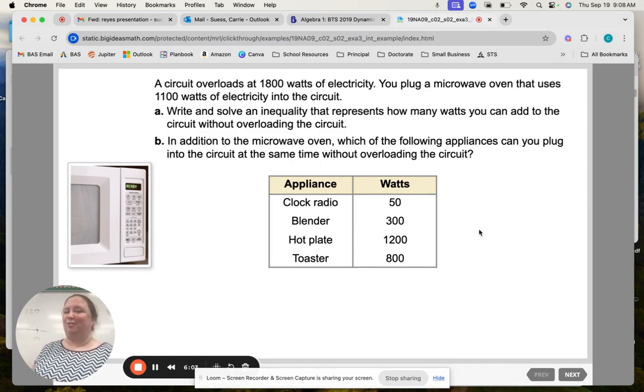All right, a circuit overloads at 1,800 watts of electricity. You plug in a microwave oven that uses 1,100 watts of electricity into the circuit. This helps you if you're ever going to build your own home to know how many watts you want in your circuit board so that you know you're not going to trip the breaker every time. So we're going to write and solve an inequality that represents how many watts you can add to the circuit without overloading the circuit. So at the beginning, how much did it say would overload the circuit? So that's going to be your ending.